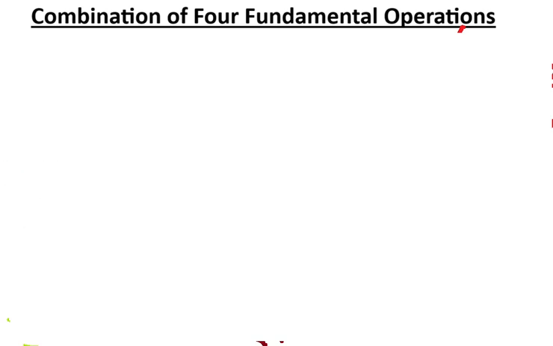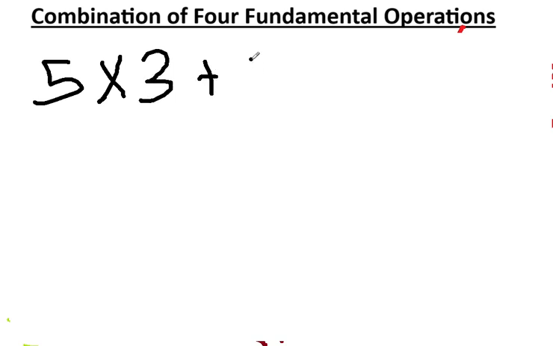We get the same answer at the end. Okay? So let's get started with the sums. The very first sum which I have for you is 5 times 3 plus 12 divided by 3. Now, according to the rule of PEMDAS, let me write here.